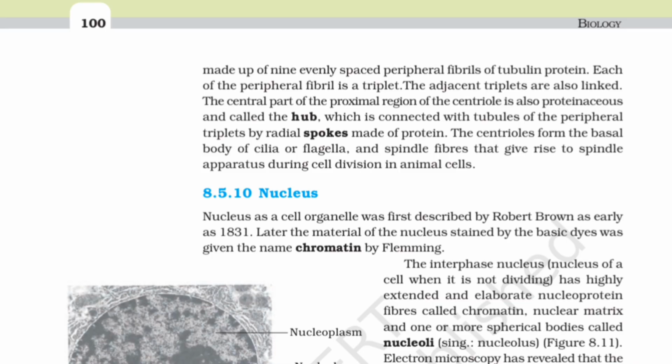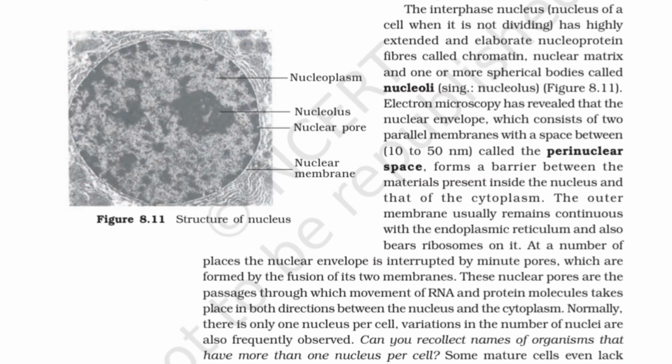Nucleus. The nucleus as a cell organelle was first described by Robert Brown as early as 1831. Later, the material of the nucleus stained by the basic dyes was given the name chromatin by Fleming. The interphase nucleus of a cell, when it is not dividing, has highly extended and elaborate nucleoprotein fibers called chromatin, a nuclear matrix, and one or more spherical bodies called nucleoli.